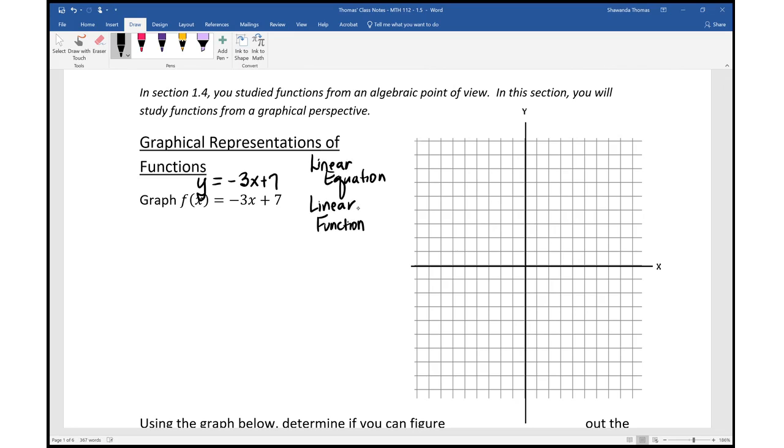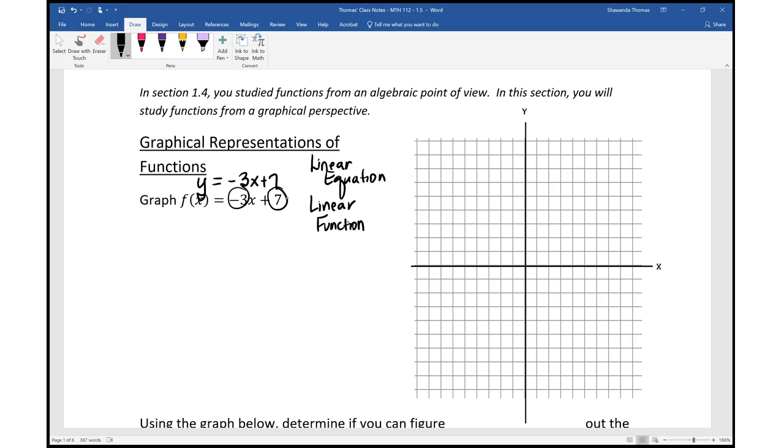Do you recall how you graph lines? More than likely, you use the slope-intercept form: you determine what the slope was and the y-intercept. For example, negative 3 is our slope. Our y-intercept is 0, 7. You plot 0, 7, and you can go down 3 units to the right, for example, or you can go up 3 units to the left.